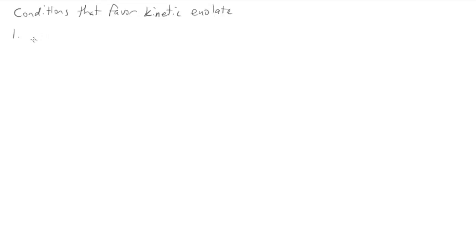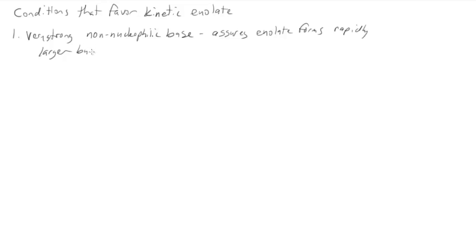So if we want the kinetic enolate, what we want to start with is a very strong non-nucleophilic base. And it has to be non-nucleophilic because we've just spent the last two chapters looking at what happens if we have a carbonyl and we introduce a nucleophile. It'll either do a nucleophilic acyl substitution or a nucleophilic addition, based on whether or not we have a good leaving group. So we need to make sure we have a non-nucleophilic base. This assures that the enolate will form rapidly. And also the larger, bulkier base makes it harder to remove the proton at the more substituted carbon.